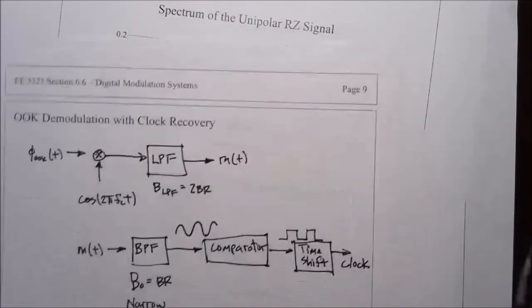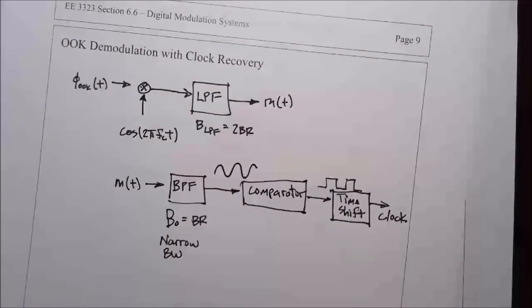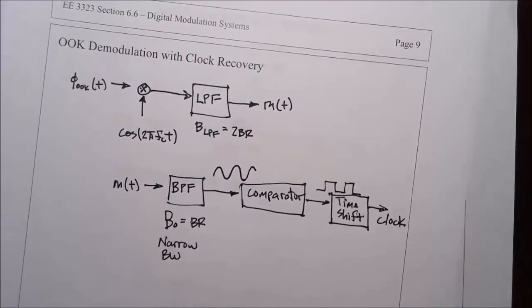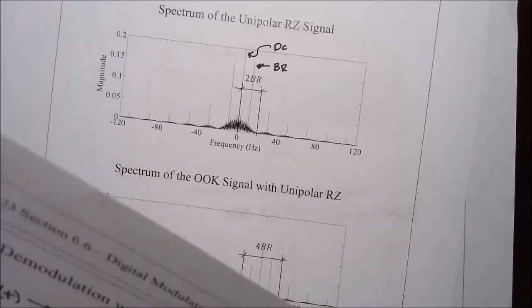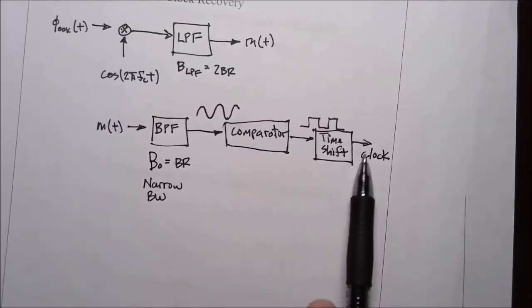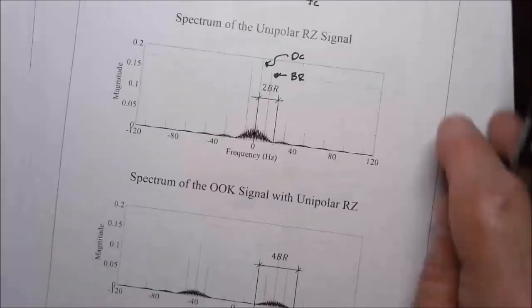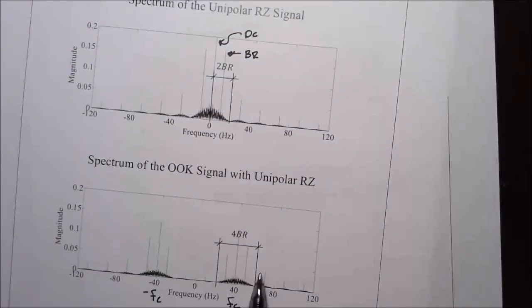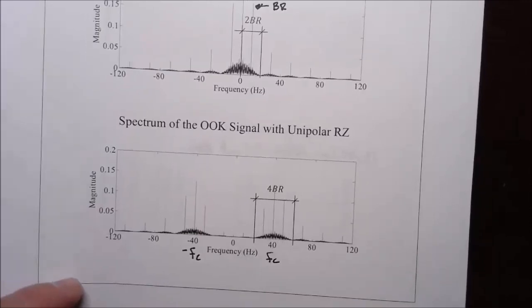Okay, this is one of the advantages of this return to zero signal, is that we can recover a replica of the clock signal, which could be helpful in decoding the digital signal. Okay. Now the price you pay for being able to recover the clock signal is that the modulated signal requires more bandwidth. It requires bandwidth equal to 4 times the bit rate.